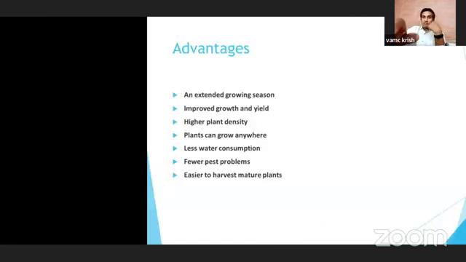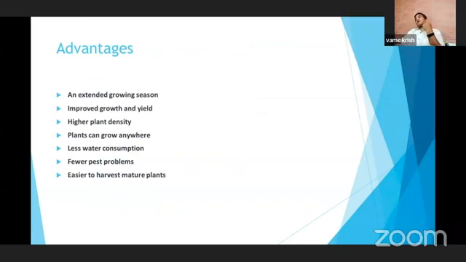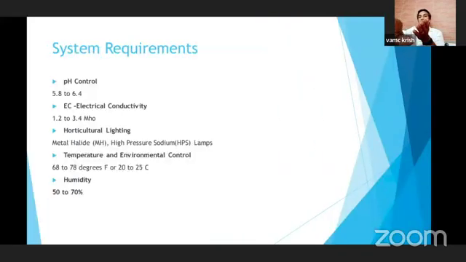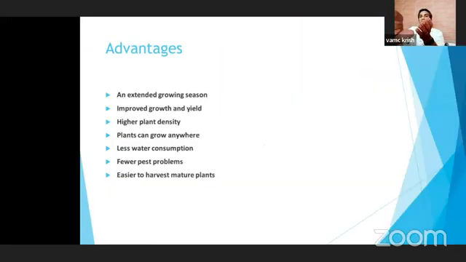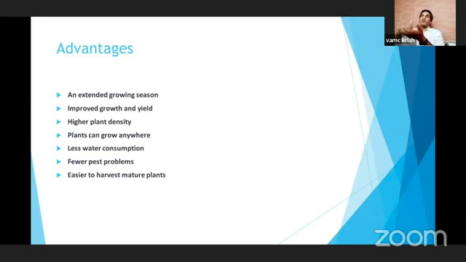Again, the advantages of hydroponics: an extension of the growing season. Hydroponics doesn't need a season like open field, Kharif and Rabi. This is not required, because we are maintaining the system requirements like pH, EC, and temperatures. That's why there is no seasoning; we grow the whole year. Don't bother about season in hydroponics.